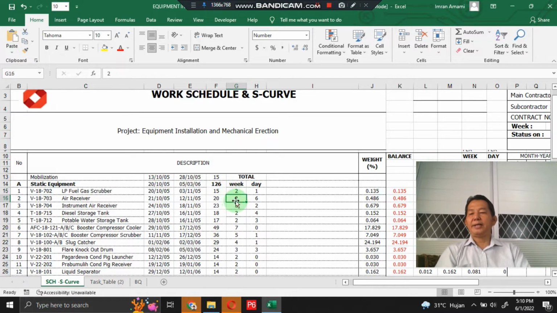Then air receivers. The work schedule for air receiver is 20 days. I interpret it as 2 weeks, meaning 2 multiplied by 7 days, plus the remaining 6 days, as seen on the screen here, and so on. The same applies to other sections.